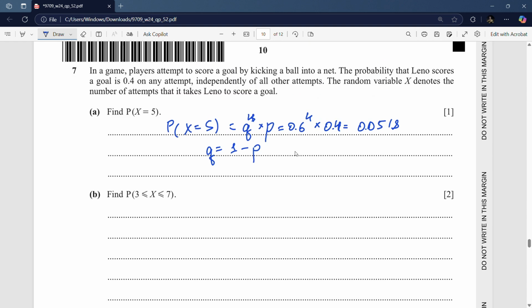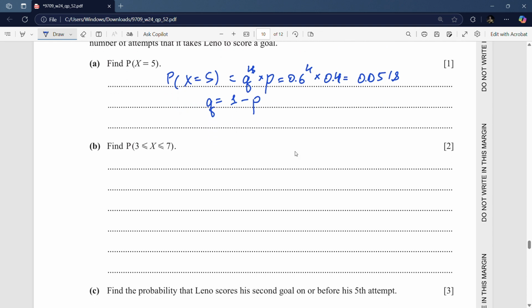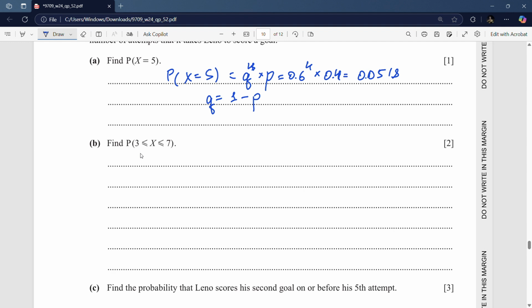Okay, here we have to find the probability that it will be no more than 7 and greater than or equal to 3. So let's rewrite this. Simply we have to find the sum of the probabilities.